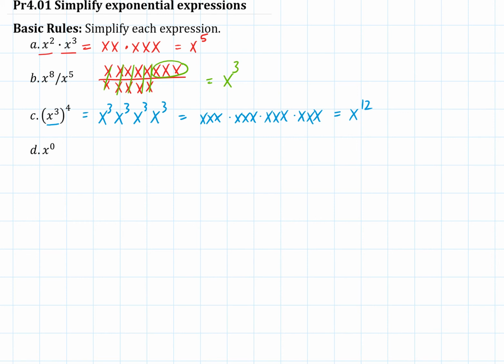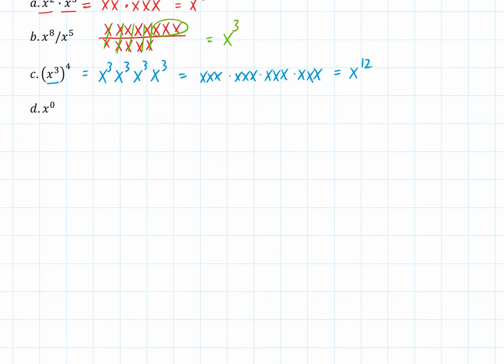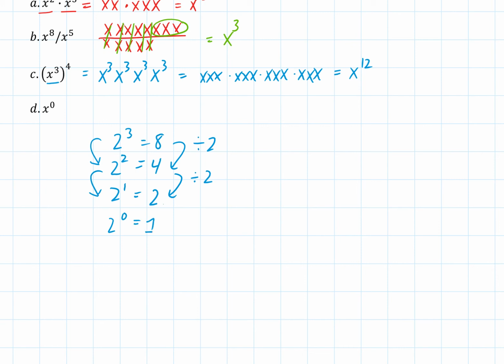Well, what about x to the 0? That is far less intuitive, I think. So let's use some numerical examples. For example, we know that 2 cubed is 8 and 2 squared is 4 and 2 to the first power is 2. Well, I can see that when I decrease the exponent, the result is basically I'm dividing by 2 each time. So if I keep this pattern up, 2 to the 0 is 2 divided by 2, which is 1. And if I keep this pattern up even further, I can see what happens when I'm dealing with negative exponents. If I keep dividing by 2, I have 1/2, 1/4, 1/8.